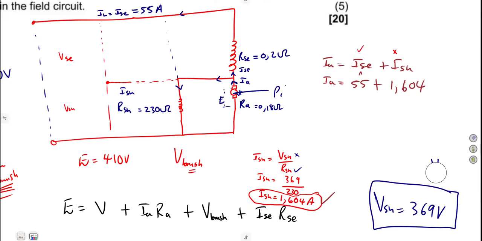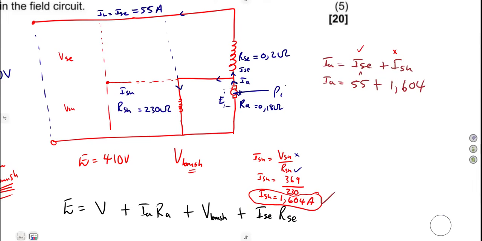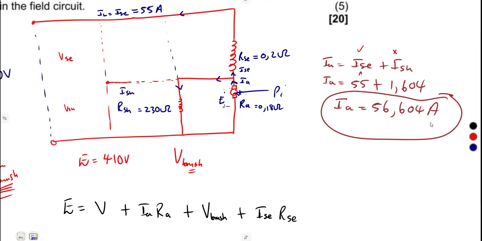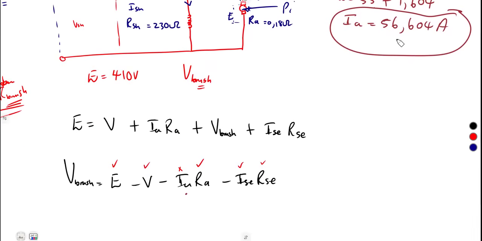As we can see, just playing around like that. So with this, you can calculate or determine what? The current of the armature here, sorry. So the armature current, 55 plus 1,604, that's 56,604 amperes. So with this armature current, we know that it was the one that was limiting this calculation here. So you have to drop it into the calculation to find V brush.